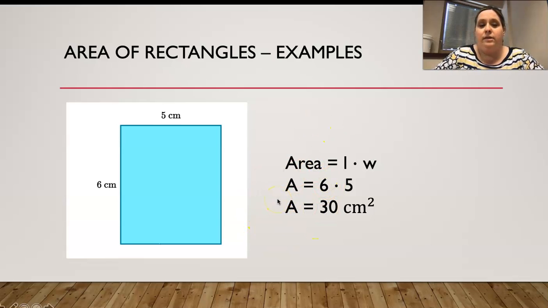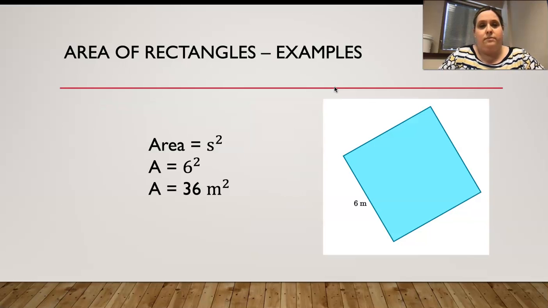Here's another rectangle example. Area equals length times width. So area equals 6 times 5, or 30 centimeters squared, or squared centimeters. Here's one of a square. So when we plug in our 6, just like we did with the other example, we get 36 meters squared, or squared meters.